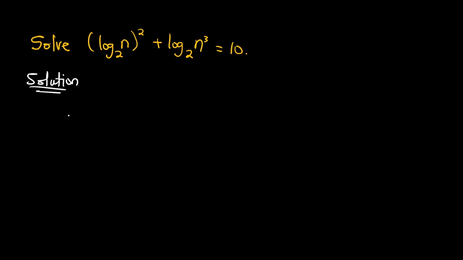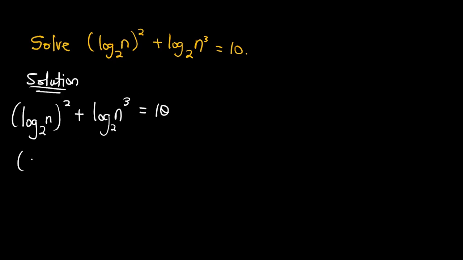So the first thing I will do is to rewrite my expression. I have log base 2n, everything is squared, plus log base 2n, this one is cubed, and this is equal to 10. Now, if I look through this expression, there is something I can do. I can see that log base 2n is common. But before I do that, I can see that this part of the question, log base 2n cubed, I can rewrite it.